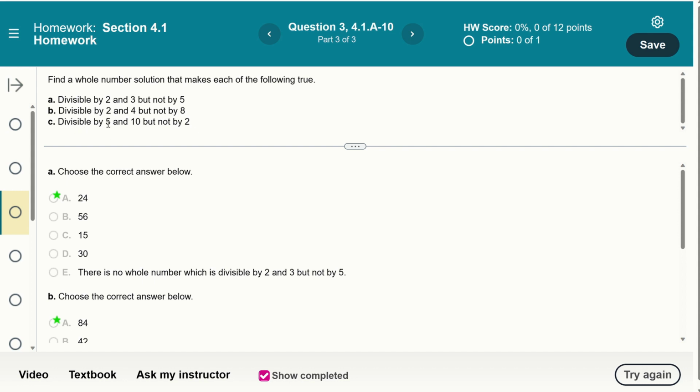How about a number that's divisible by 5 and 10 but not by 2? Think about that one a little closely. And I think if you think hard enough, you'll see that that's not possible. There's the hint on that.